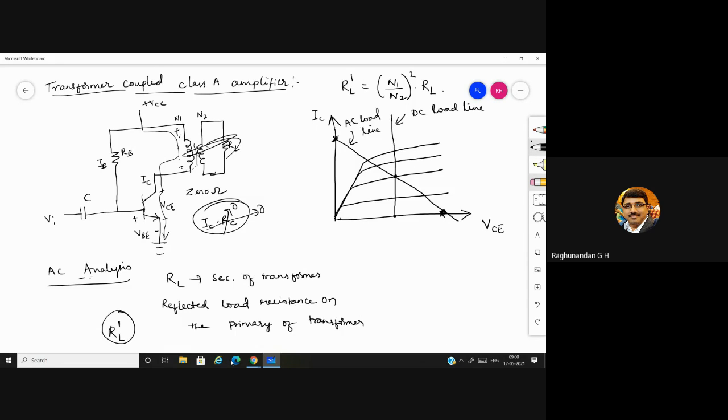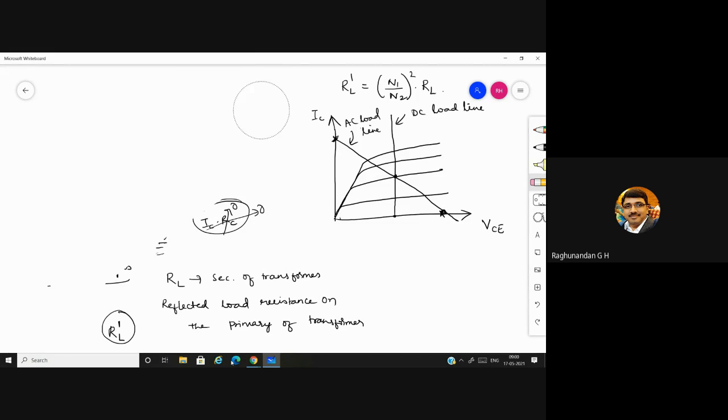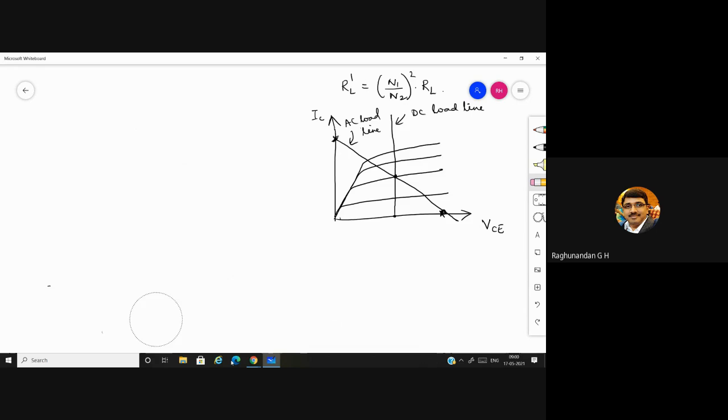Okay. After this, we will try to find out... We have found the PDC. Now we'll find out PAC. So for PAC, we have the formula Vm into Im divided by 2.